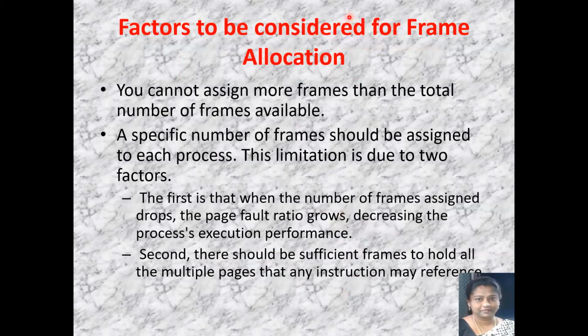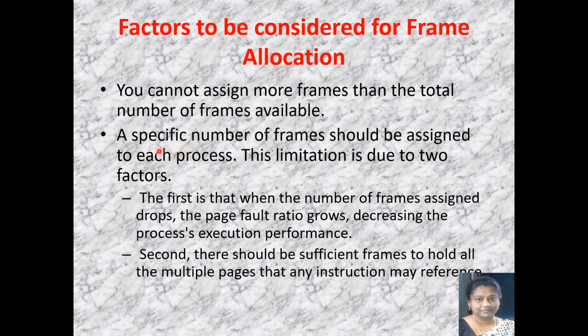Now, what are the factors that need to be considered for frame allocation? Just like that, we cannot assign frames to any process. Suppose a process requires 4 frames, just like that, you cannot allocate all the 4 immediately. So you cannot assign more frames than the total number of frames available. This is one mandatory factor that has to be considered. Say, for example, currently assume that there are only 10 frames available. And if a process requires 15 frames, I cannot allocate 15 frames because the number of frames available itself is less. So I have to take this first point into consideration.